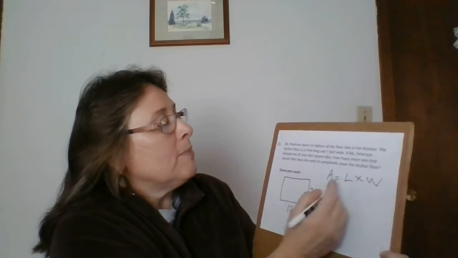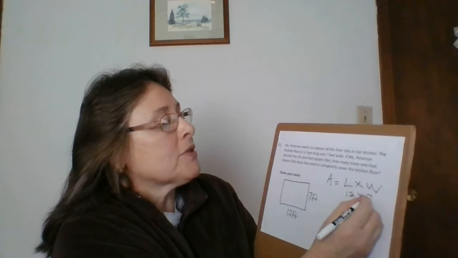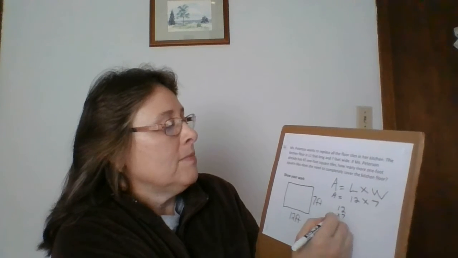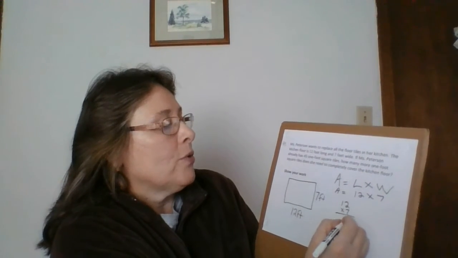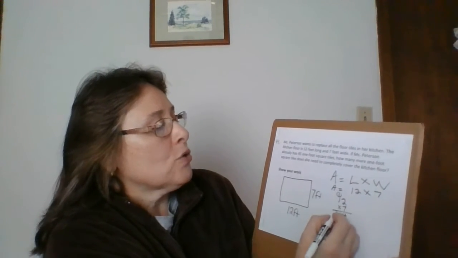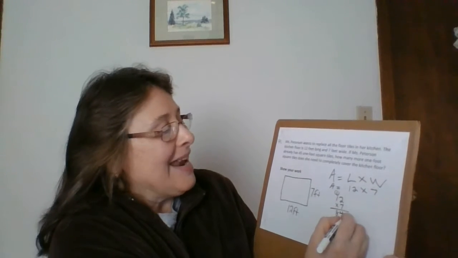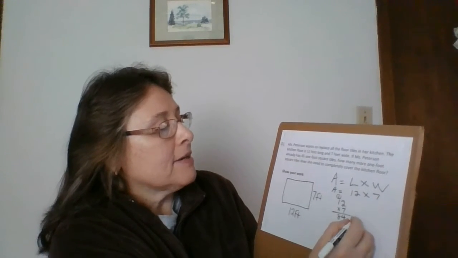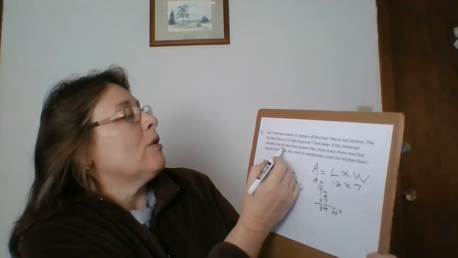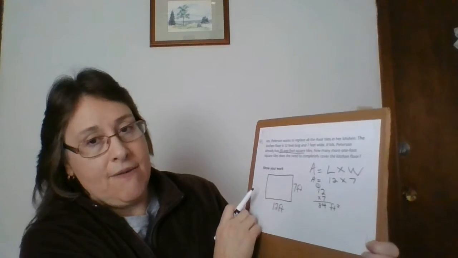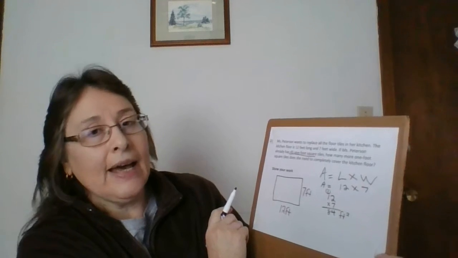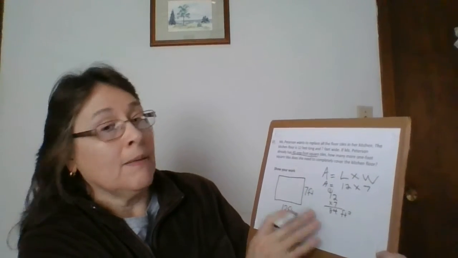So length times width would be 12 times 7. So I'm going to do 12 times 7. 7 times 2 is 14. Carry my 1. 7 times 1 is 7 plus 1 is 8. She needs 84 feet squared. But if I go back to my question, it says she already has 45 of the 1-foot square tiles. So if she already has those, I don't need to buy those.